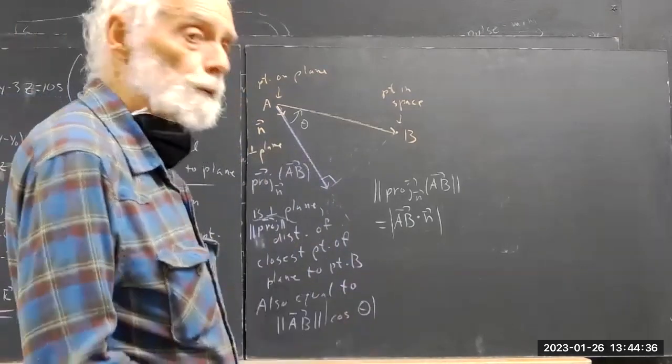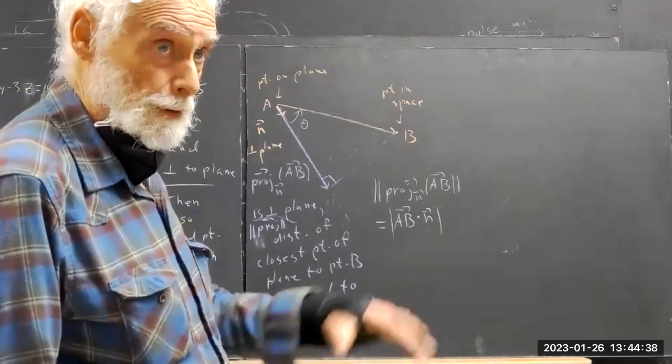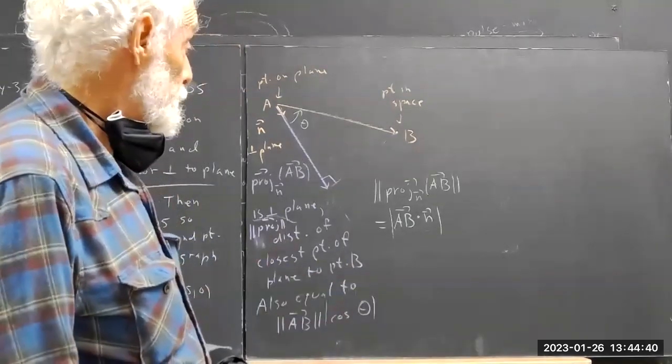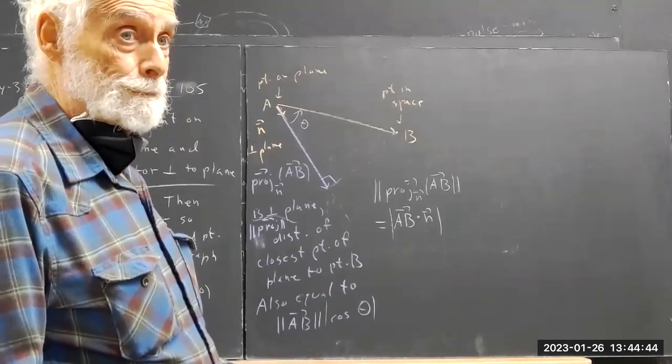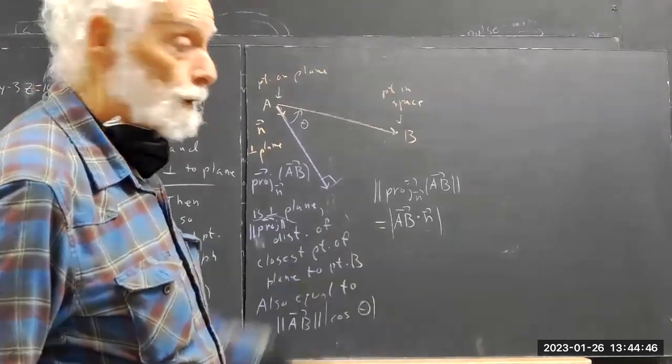Magnitude of AB times the absolute value of cosine theta; cosine theta could be negative. You want to do this. Okay, that's a pretty neat idea, and it's really easy to compute.